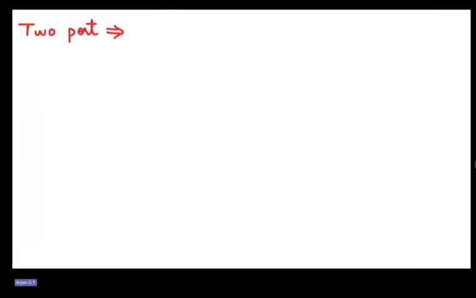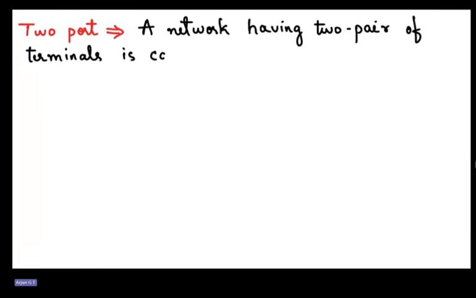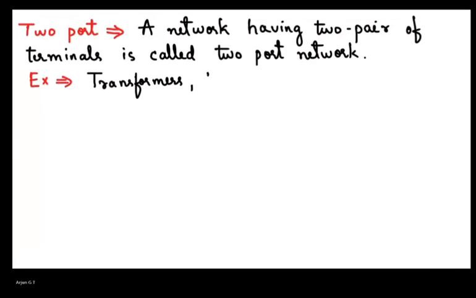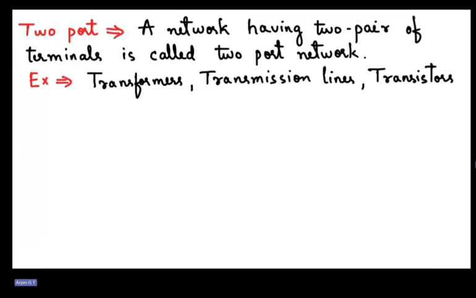Next, moving to the two port. Two port means a network having two pairs of terminals is called a two port network. Two pairs of terminals means here we will consider four variables. For example, transformer, transmission lines and transistors are examples of two port networks.